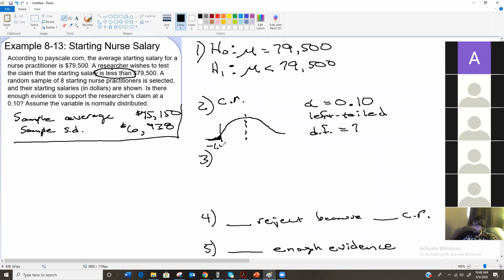Negative 1.415. So this is actually not down that far, so it's more likely that we're going to end up rejecting. We'll see. Because anything less than negative 1.415 is going to reject.